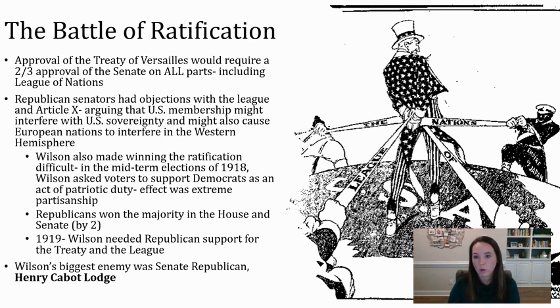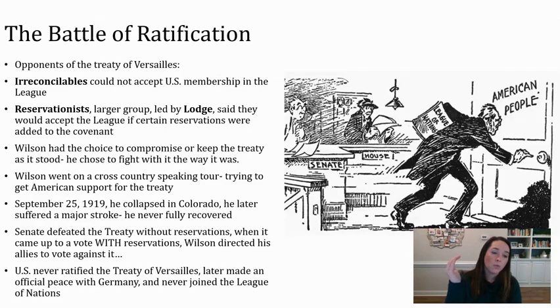But Henry Cabot Lodge is going to play a big role in that. So there are a couple different groups. There are the irreconcilables, who could not accept U.S. membership in the League of Nations. They were the ones who are like, no, we want nothing to do with the League of Nations. Then there are the reservationists, a much larger group. Lodge is a part of it. They said that they would accept the League, but they wanted it to be revised a little bit. So Wilson had the opportunity to compromise with those reservationists and change a couple things. However, he refused to do so.